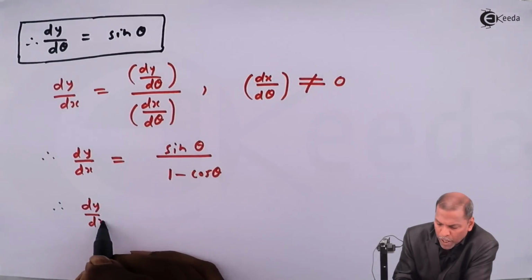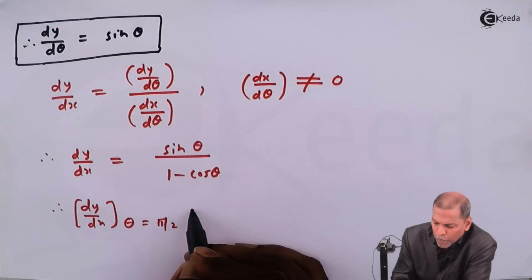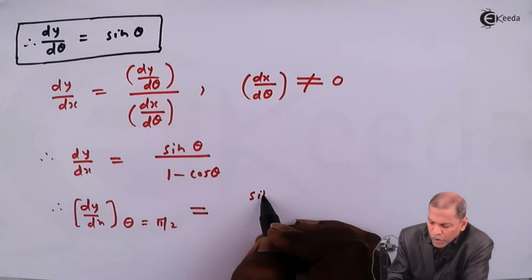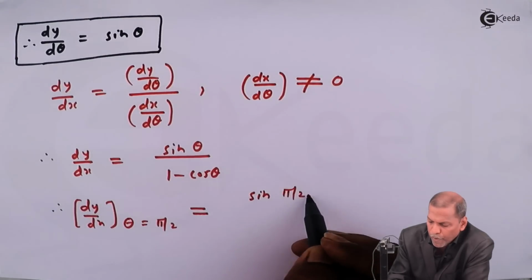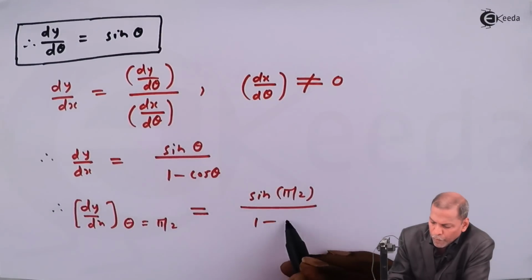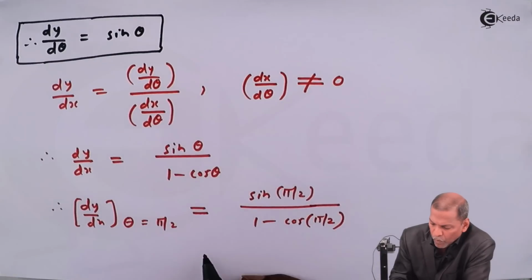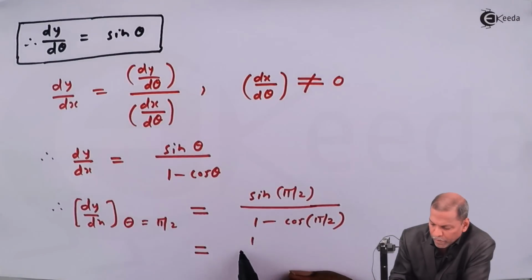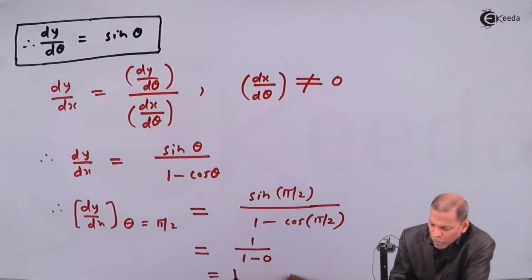So therefore, dy by dx at theta is equal to pi by 2 is equal to, now whenever we have theta we write pi by 2, it means we get sine of pi by 2 upon 1 minus cos of pi by 2. So that is equal to, now sin 90 we get 1, upon 1 minus cos 90, we get 0, so is equal to 1.